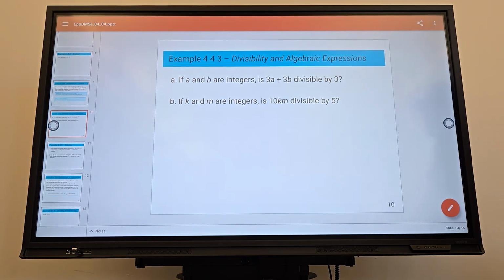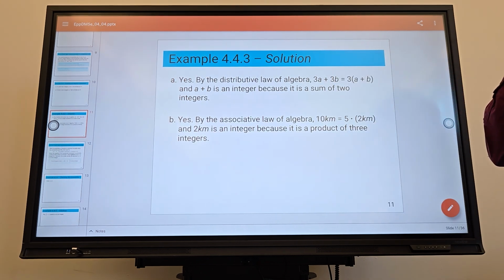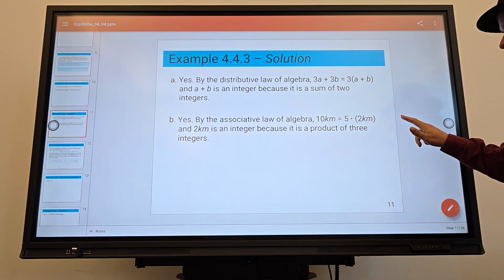If k and m are integers, is 10km divisible by 5? Yeah, because 10 is divisible by 5, and that leaves you with 2km, which is an integer because the product of integers is an integer. The associative law of algebra gives you 5 times 2km, and 2km is an integer because it is the product of 3 integers.